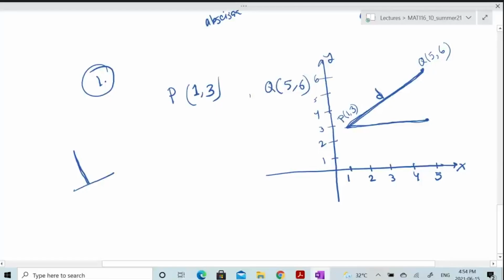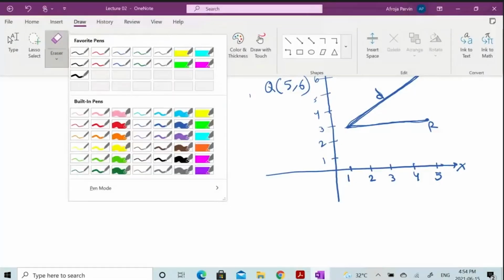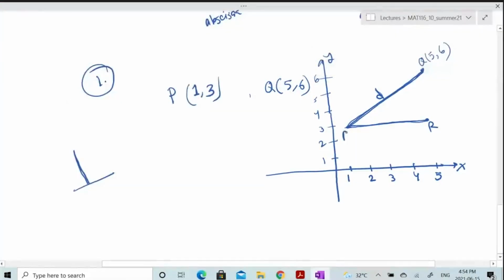We will stop here. Let's give a name to this point. Let's say this is R. Let me just erase this. And this one is P of (1, 3). So can we find the coordinate for R here? Do you have any idea what should be the x value for R? 5, 3. Exactly, it's going to be (5, 3).